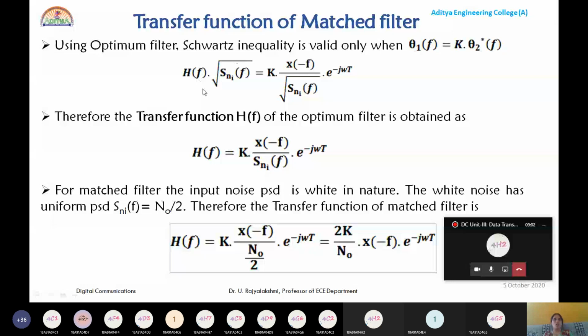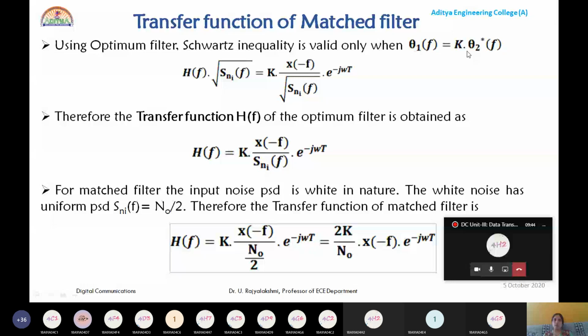Now, what is the transfer function of the optimum filter? In the last class itself, we calculated the transfer function of the optimum filter using this validity equation of the Schwarz inequality. So what is the Schwarz inequality? As we discussed, it is the square of the integration of the product of two functions. It is always less than or equal to the product of the integrations of the squares of the individual functions. That is valid for both the time domain as well as the frequency domain.